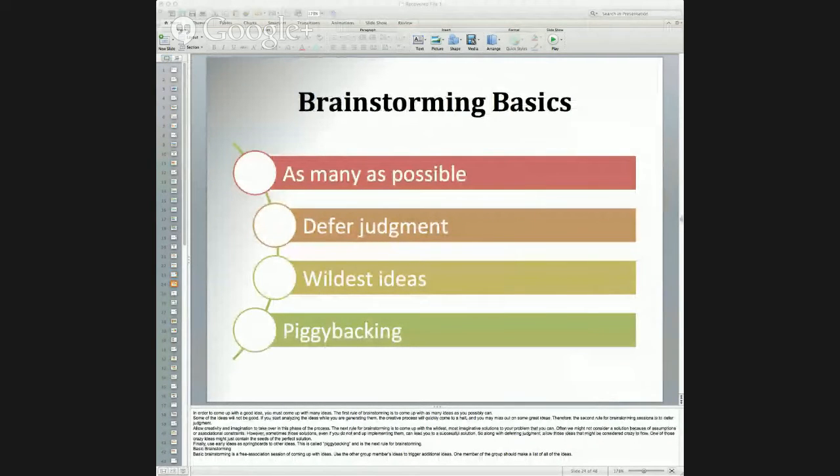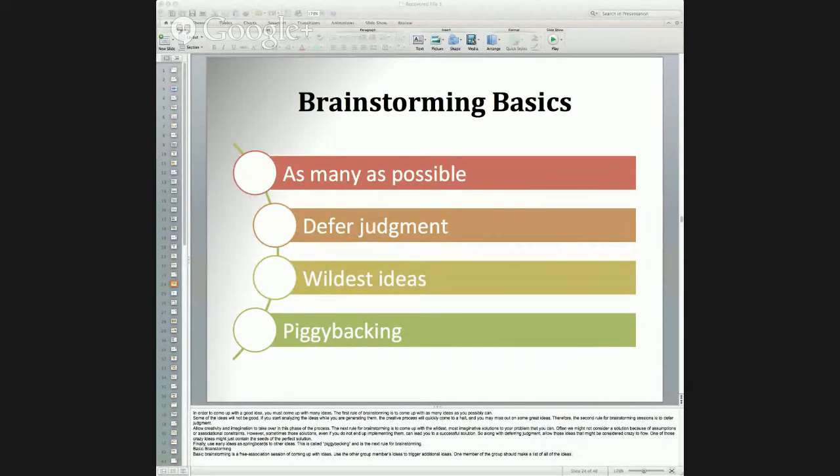In order to come up with a good idea, you must come up with many ideas, as many ideas as possible. The first rule of brainstorming is to come up with as many ideas as you possibly can. Some of the ideas will not be so good. If you start analyzing the ideas while you are generating them, the creative process will quickly come to a halt, and you may miss out on some great ideas. Therefore, the second rule for brainstorming sessions is to defer judgment. Allow creativity and imagination to take over in this phase of the process.